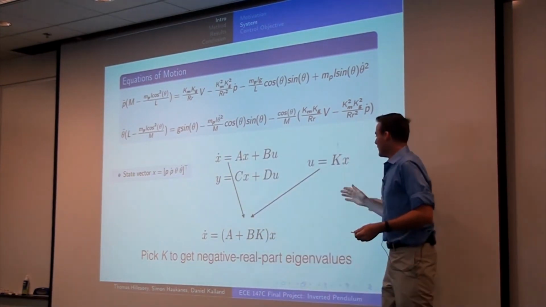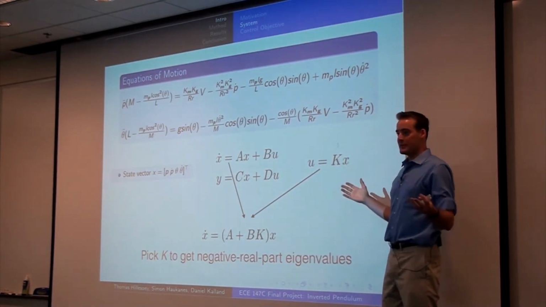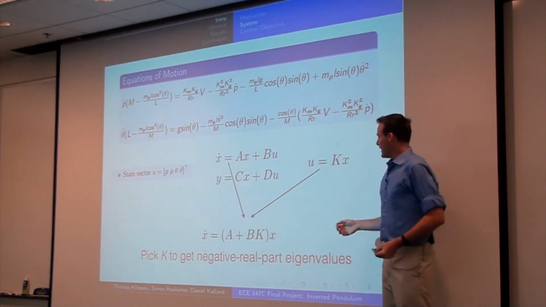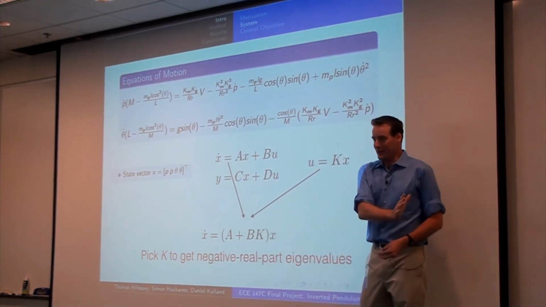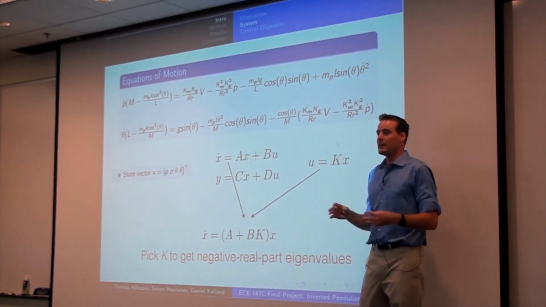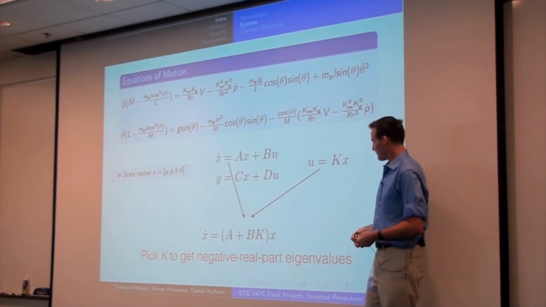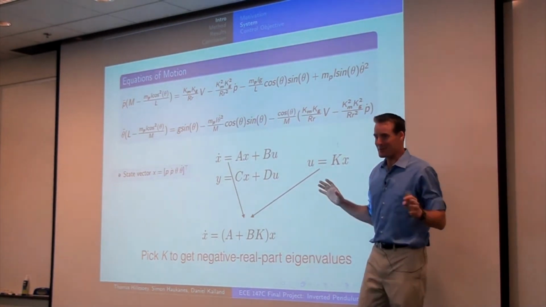So the students then have to worry, how do I find this k? And the great news is we tell them. We tell them how to find the k, and under certain conditions, you can pick a k that makes these eigenvalues as negative as you want. So you can make the system as snappy as you want, up until the nonlinearities like noise and stuff creep in.